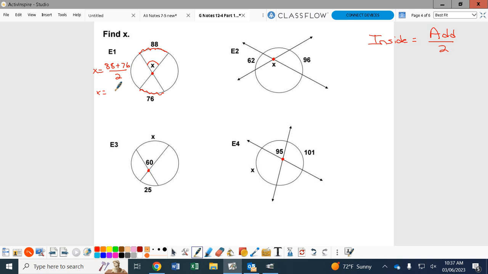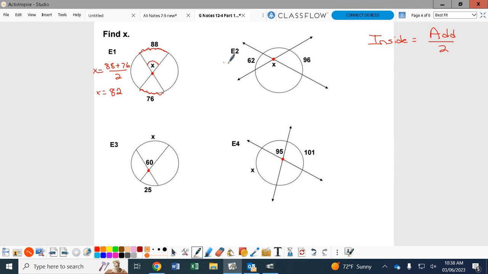What's that give you when you do that math? I got two different answers, guys. Which one is it? 82. Again, you have to type 88 plus 76 equals, divide by 2 equals. Anybody have a concern? Okay, let's do it again.